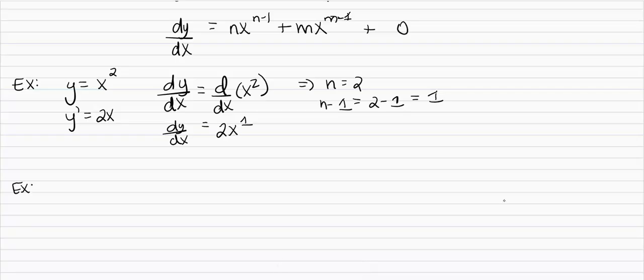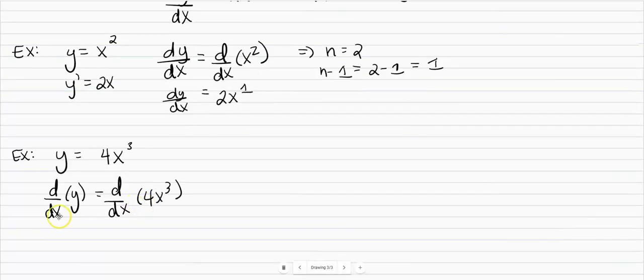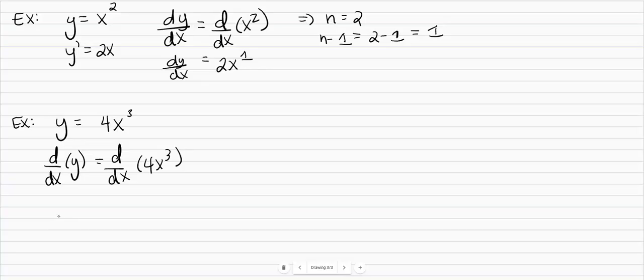Let's do another example. Let's say I have y equals 4 times x cubed. Now keep in mind, if you have a constant, that constant can just go on the outside. So if I'm looking for d over dx of my function y with respect to x, I take the derivatives of both sides. Whatever you do to one side of the equation, you must do to the other side. And keep in mind that 4 can go out in the front. So that's 4 times d over dx of x cubed.